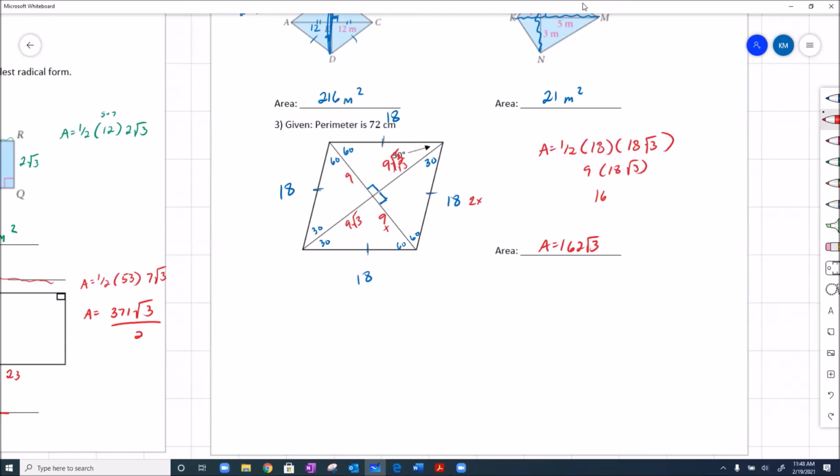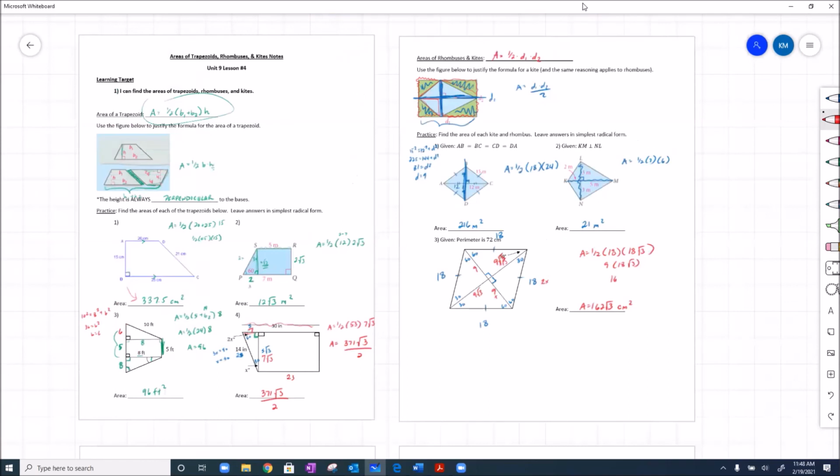And what units do they give us? Centimeters squared. All right, so there we have it. Finding the area of trapezoids and kites and rhombuses.